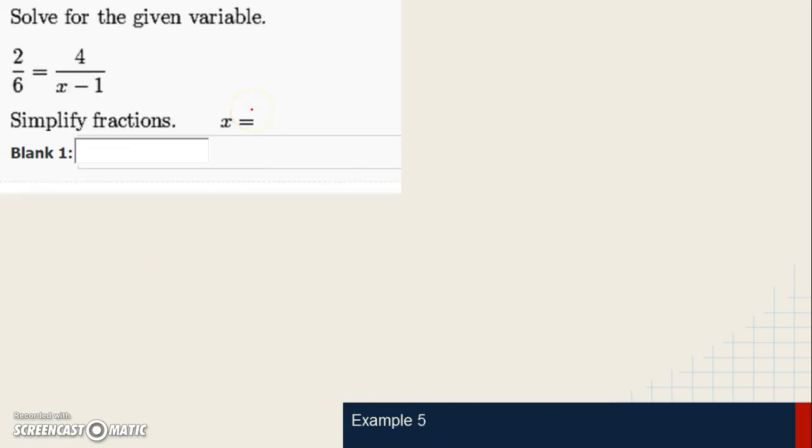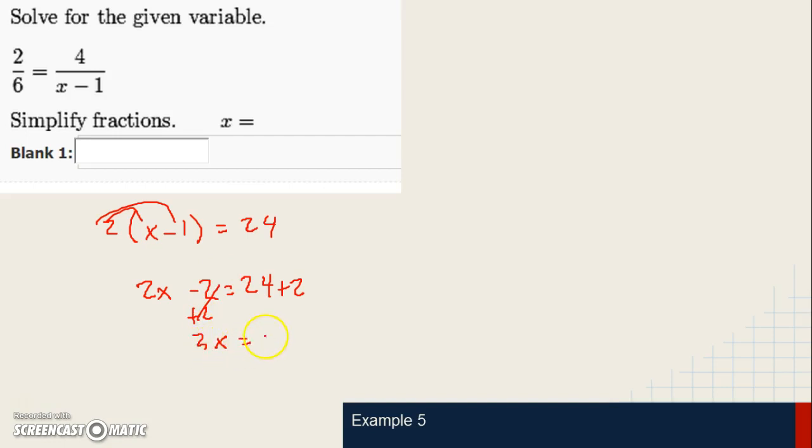Example number 5. Again, our first step is going to be to cross multiply. So I have 2 times x minus 1 equals 4 times 6 is 24. I'm going to simplify by distributing the 2 to x and -1, and I get 2x minus 2 equals 24. Now I'm going to use inverse operations to isolate x. First thing I'm going to do is add 2 to both sides, add 2, and I'm left with 2x equals 26. Divide by 2 to eliminate the 2 that's being multiplied, and I have x equals 13.